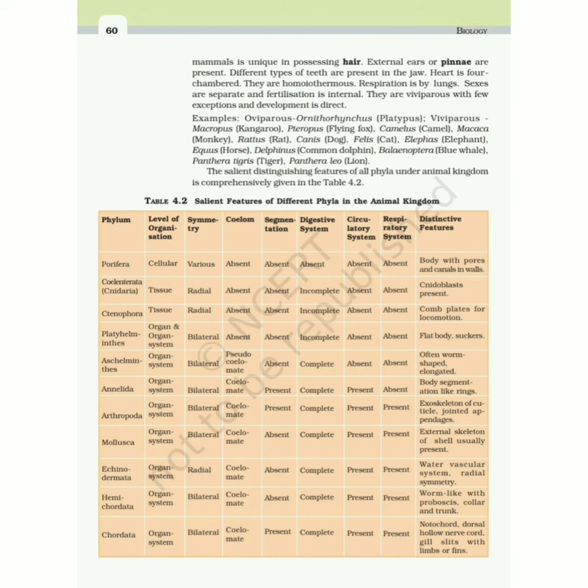Examples: oviparous - Ornithorhynchus, platypus; viviparous - Macropus, kangaroo; Pteropus, flying fox; Camelus, camel; Macaca, monkey; Rattus, rat; Canis, dog; Felis, cat; Elephas, elephant; Equus, horse; Delphinus, common dolphin; Balaenoptera, blue whale; Panthera tigris, tiger; Panthera leo, lion. The salient distinguishing features of all phyla under animal kingdom are comprehensively given in Table 4.2.